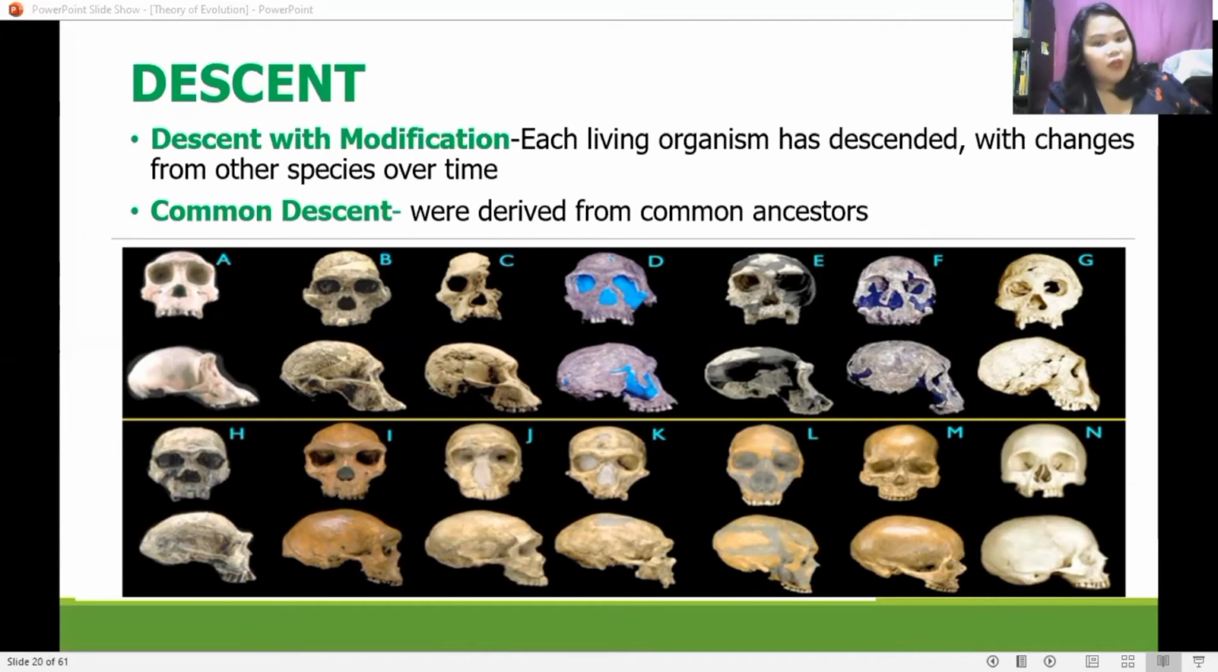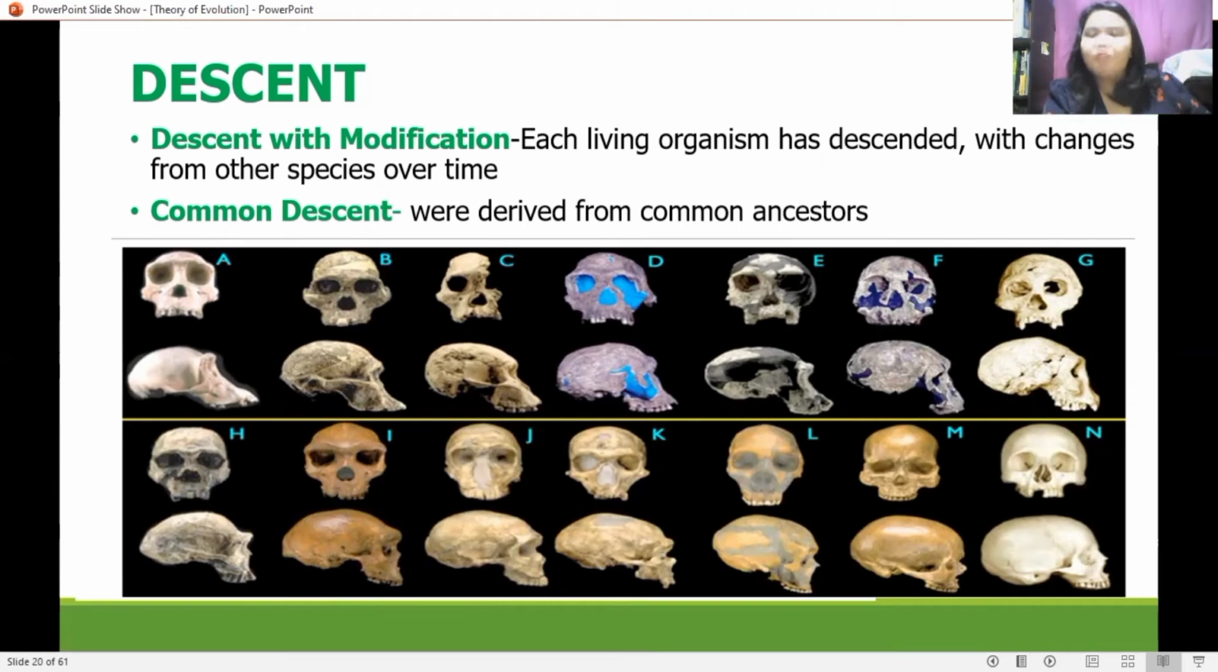How did this take place, when random descent with modification could never do such a thing? So Darwin drew upon his knowledge of selective breeding or artificial selection to answer this question. For example here, what can you observe? They have skulls, right? Their features are close or similar to each other, right? Yes. So this is the idea of common descent.